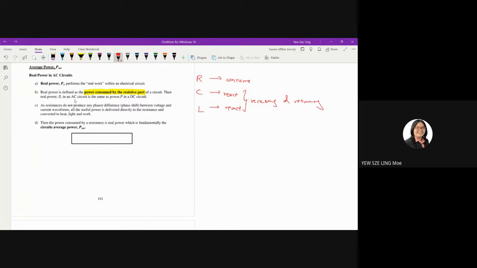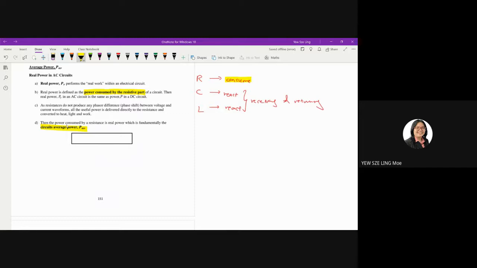So the real power in an AC circuit is the same as the power in a DC circuit. That's why we calculate real power, because it is the power consumed by the resistive part, and we say it is the same as the power we use in a DC circuit, since we are looking at the effective power being used by the circuit. As resistance does not produce any phase difference between voltage and current waveforms, all the useful power is delivered directly to the resistor and converted to heat, light, and work. They are all being used up. Then the power consumed by resistance is the real power, which is fundamentally the circuit's average power.